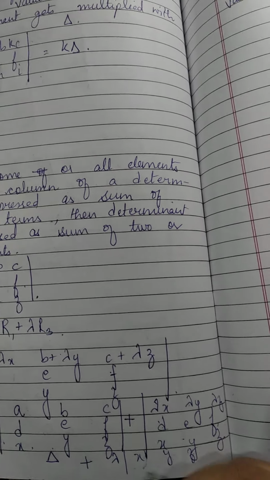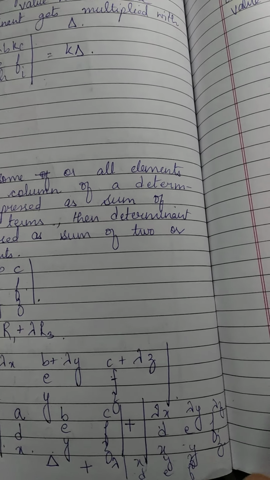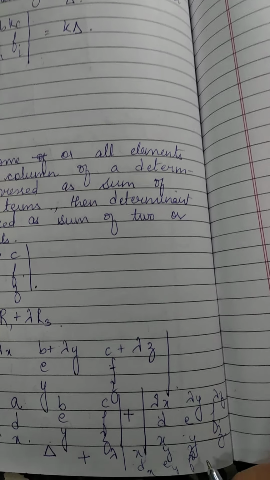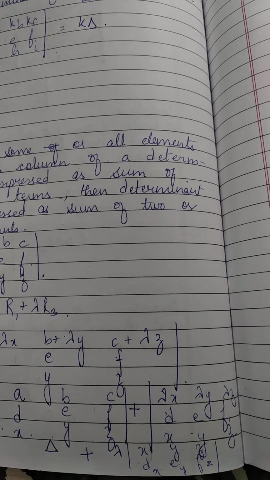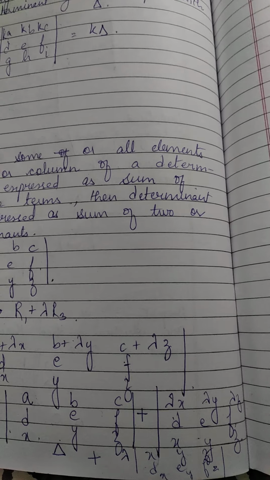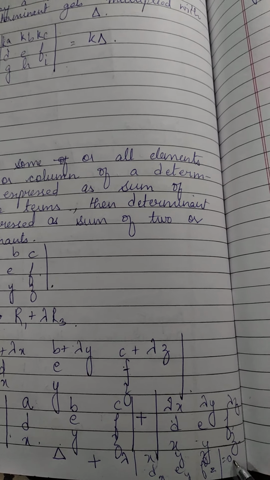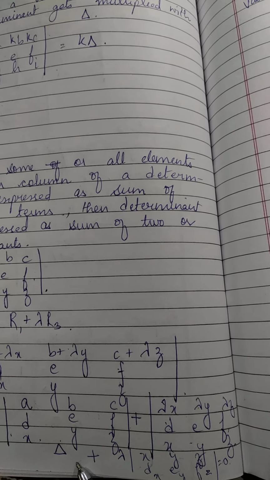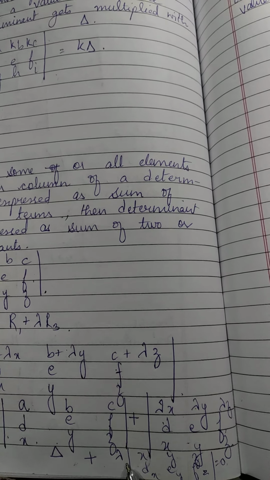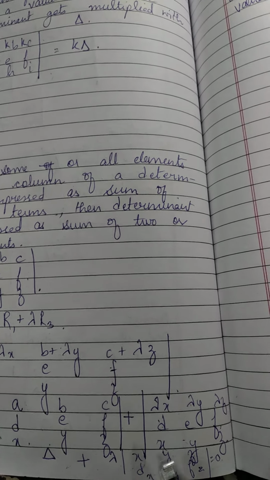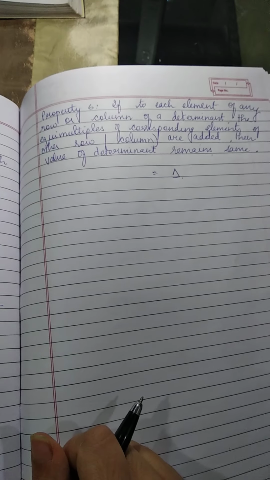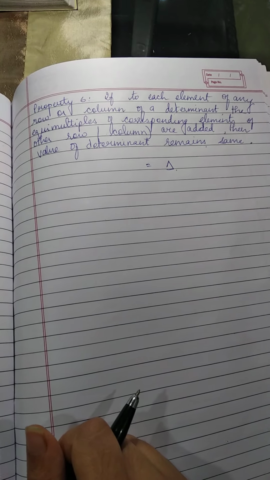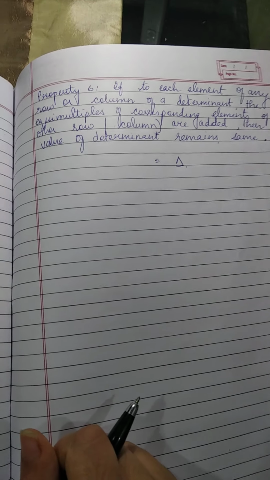X, Y and Z, D, E and F, and this becomes X, Y and Z. And we have already studied this property that if elements of any two rows or two columns are same, the value of the determinant would be 0. So the value of this determinant is del plus lambda times the value of this determinant, which is 0. So what is the value of the determinant? It is del. So it remains unchanged. This is what we are talking about. Right? It will be more clear once we start with the questions.